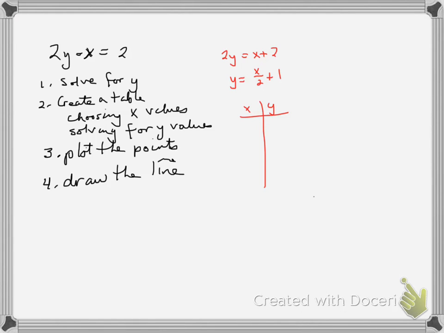Now, do recall that I'm allowed to choose any values I want for x. Because it's divided by 2, I'm going to choose multiples of 2. I'll choose 2, 0, and negative 2. Plugging 2 in, I'll get 2 over 2, or 1, plus 1, 2. I'll get 0 over 2, or 0, plus 1. And I'll get negative 2 over 2, or negative 1, plus 1. And these become my points. My points then will be (2, 2), (0, 1), and (-2, 0).